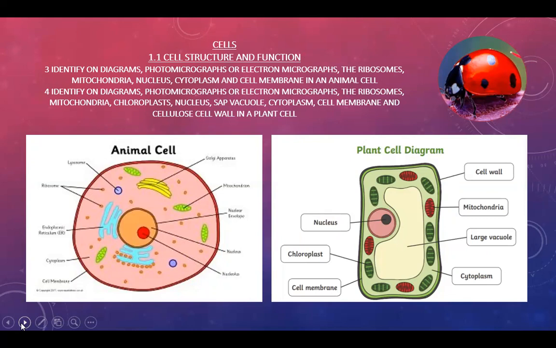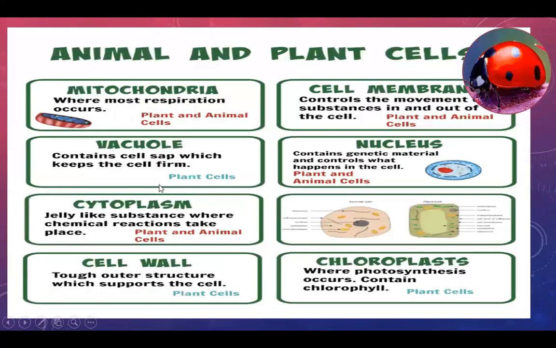1.13 is to look into the animal cell, the parts that they have defined, to identify or diagram, photomicrograph, electron micrograph, the structures which are ribosome, mitochondria, nucleus, cytoplasm, cell membrane in an animal cell. And about the plant cell, we have to look into the ribosomes, mitochondria, chloroplast, nucleus, sap vacuole, cytoplasm, cell membrane, and cellulose cell wall. So we'll go one by one. We'll look into the animal cell and then we will be looking into the plant cell. So let's begin with the animal cell.